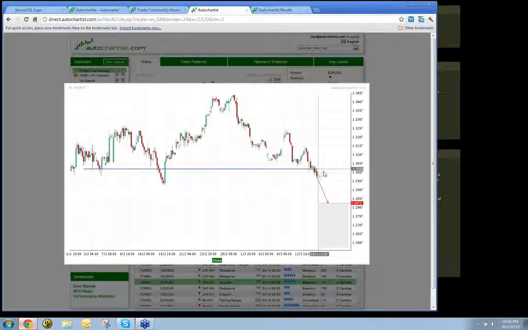So Autochartist gives you the research. It's up to you to go to your broker or your trading platform and get the tick charts and actually execute the trades through your trading platform.